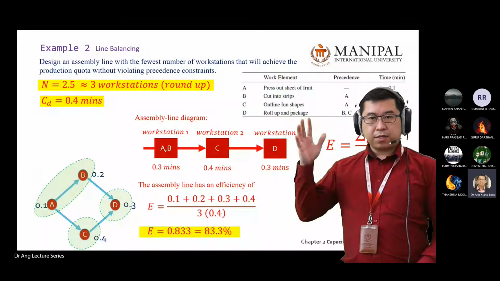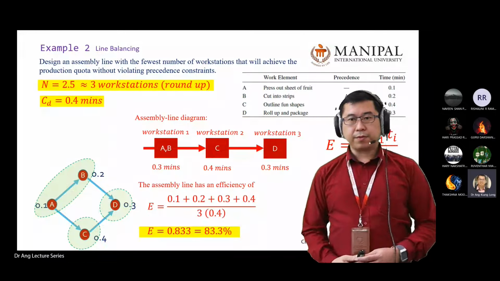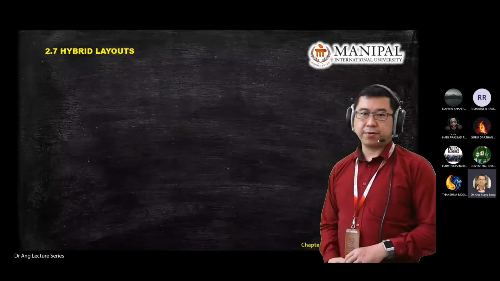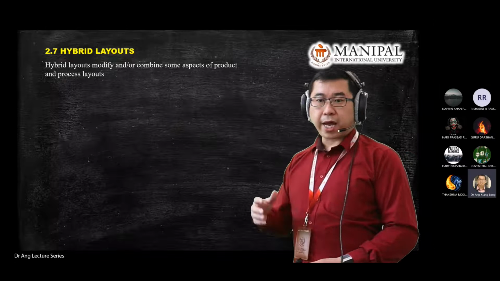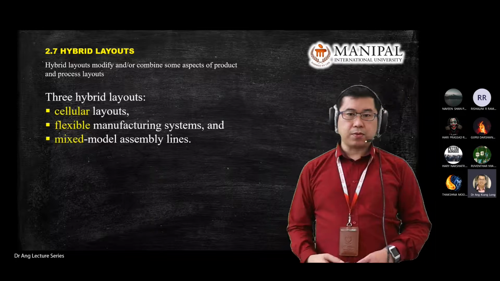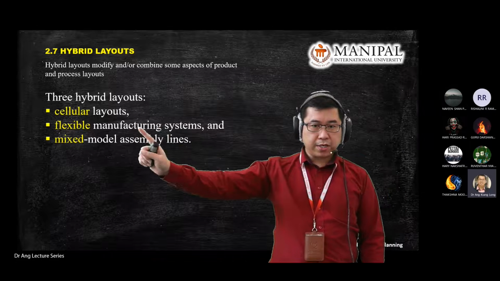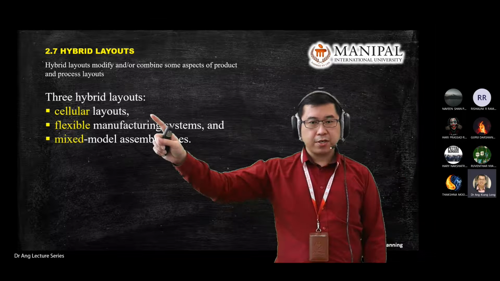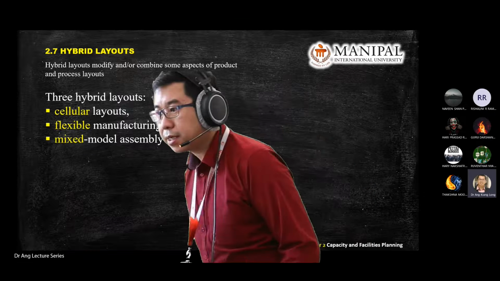Any questions for example number 2? No, right? Okay. Next, we go for a little bit on the hybrid layout. Hybrid itself means you're mixing one or two types of the layouts that we learned previously. So there are 3 types of hybrid layout here: circular, flexible, and mixed. Under flexible layout, you have 3 types: cellular, flexible, and mixed model assembly line.